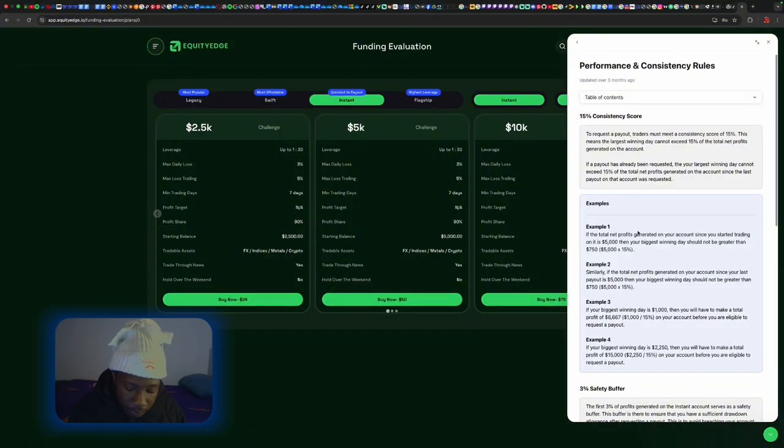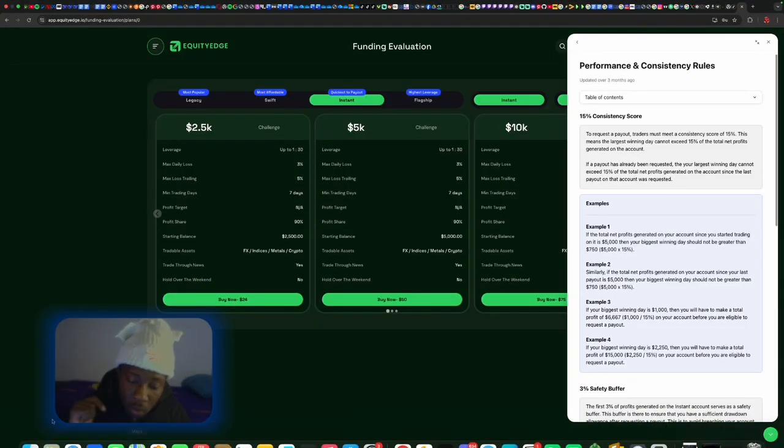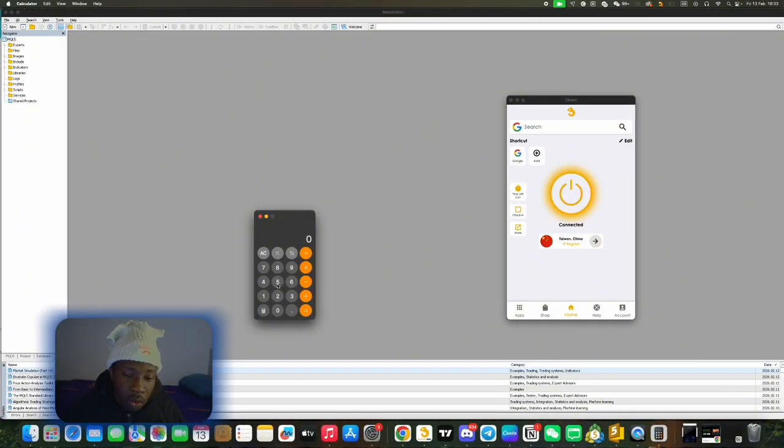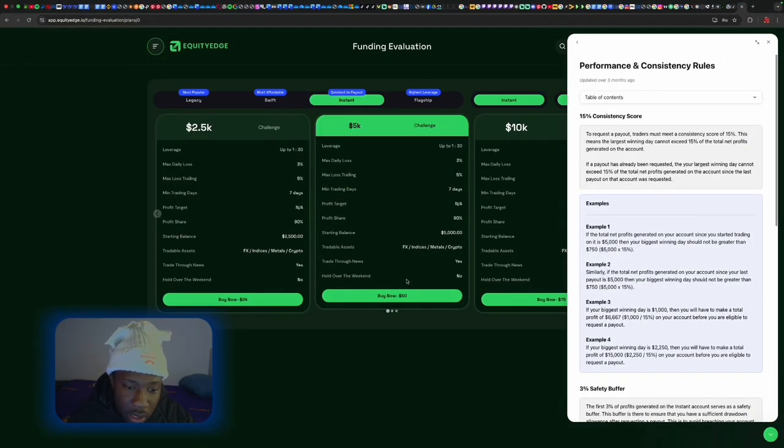Let's say today I made a profit of 500, and I take 15% of that 500. Let's calculate it. 500 divided by 0.15, that's 3,333. So what is 3,333 working on?